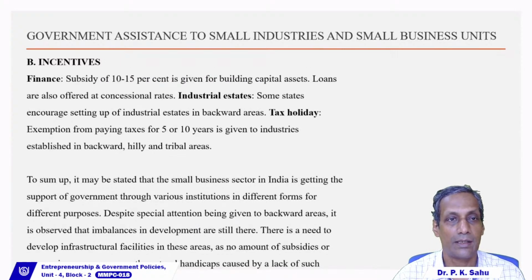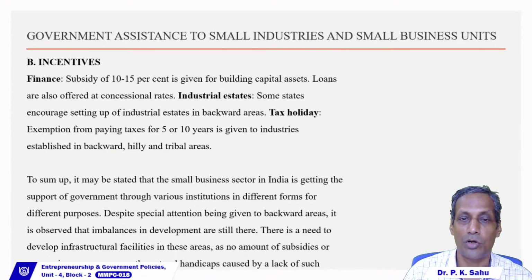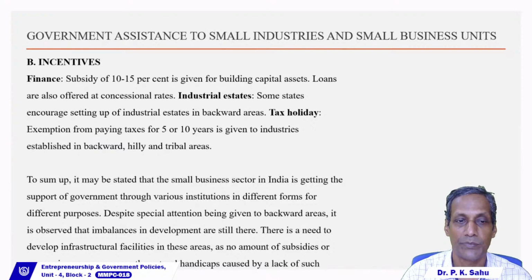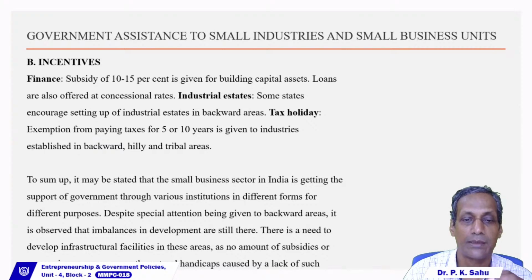So, finance is also provided as subsidy for building capital assets. Loans are also offered at concessional rates. So, to sum up, it may be stated that the small business sector in India is getting the support of government through various institutions in different forms or for different purposes. Despite special attention being given to backward areas, it is observed that imbalances in development are still there. There is a need to develop infrastructure facilities in these areas, as no amount of subsidies or concessions can overcome the natural handicaps caused by a lack of such facilities.